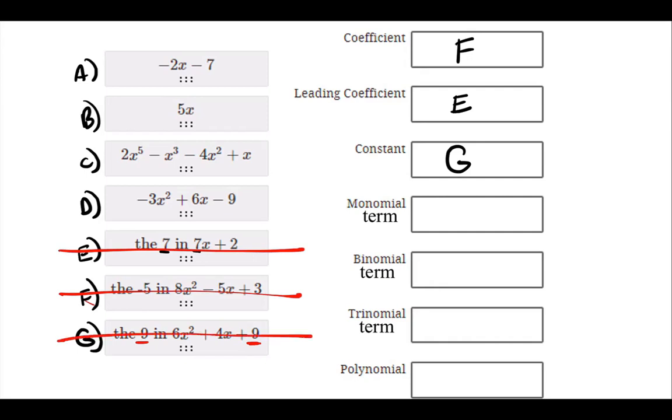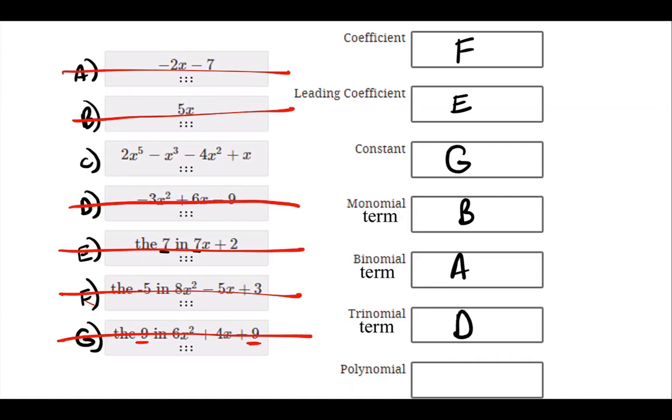Monomial. Mono means how many? 1. And that's the one, right? B is the one that has 1 term. Bi means 2. So say it out loud. A. Good. Let me cross these out. B's gone. A's gone. Tri means 3. D. C has 4 terms, which is a polynomial, many. Good.